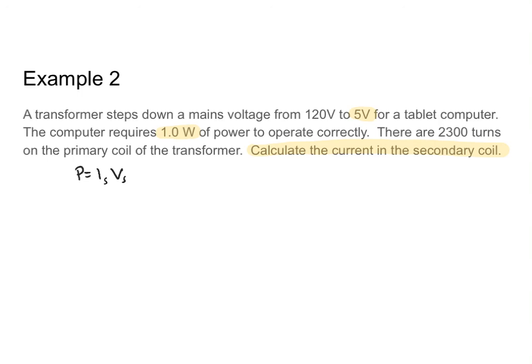So what that means is that the power required by the computer to run, 1.0 watts, is equal to the current running through that secondary coil that's powering the computer, times the voltage of the computer, which I know is 5 volts. So that means that my secondary current is 1 over 5, or 0.2 amps. So there you go. Simple as that.